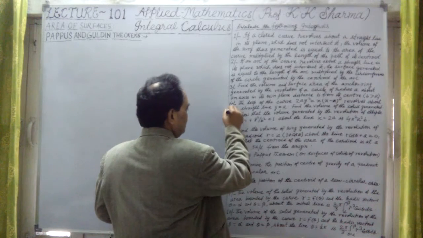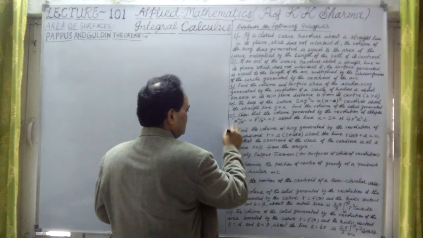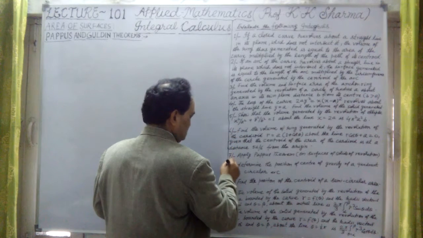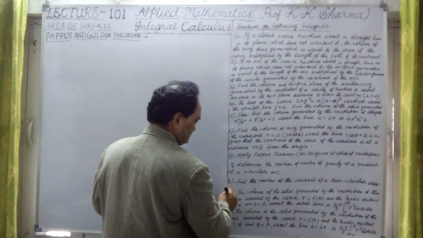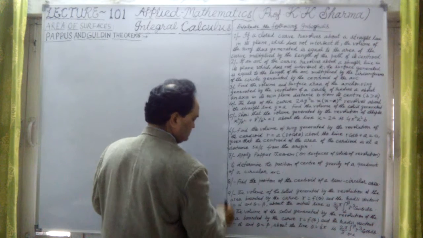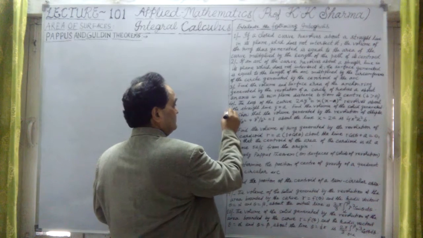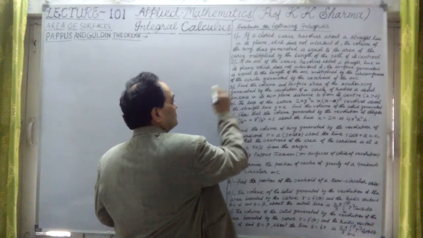These two theorems are very important. These are not centroid theorems, but volume and surface of revolution theorems, which include the centroid.